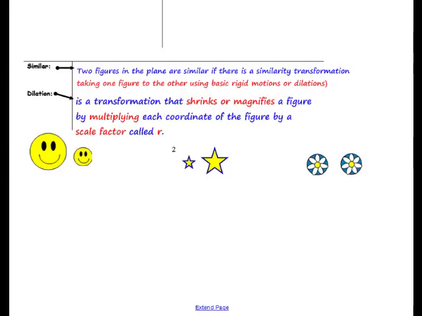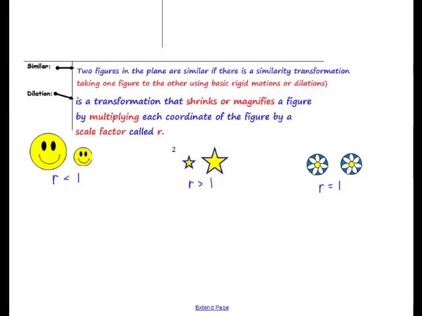All right, so let's take a look at the first pair. We've got a smile face and then a smaller smile face. This is called a dilation, and our scale factor is less than 1. When your scale factor is less than 1, it shrinks the picture. In our second picture with stars, our second figure is larger, so this one has a scale factor greater than 1. When your scale factor is greater than 1, it magnifies your picture. When the pictures are the same, then your scale factor is equal to 1.